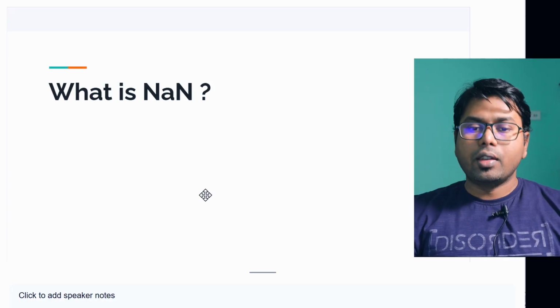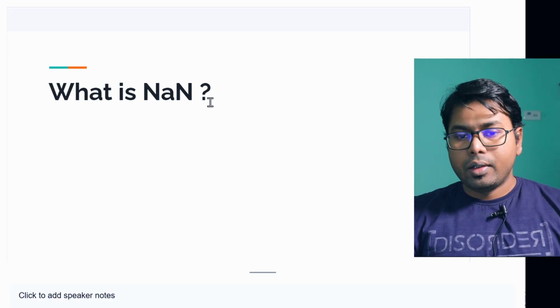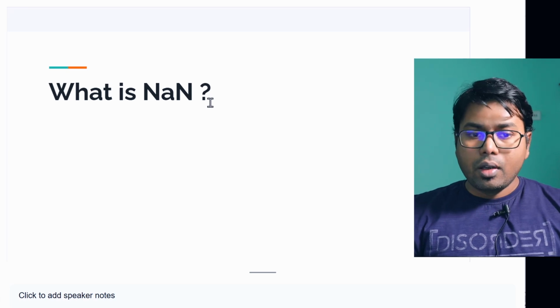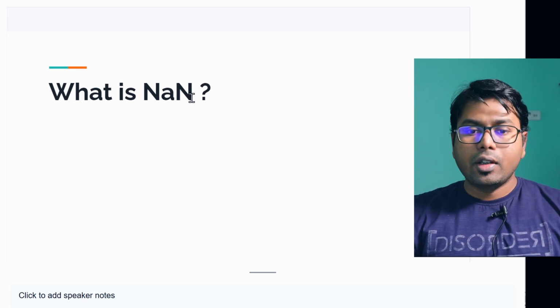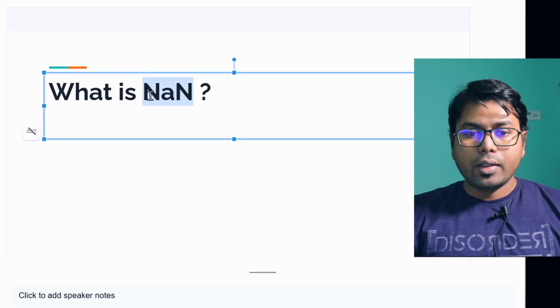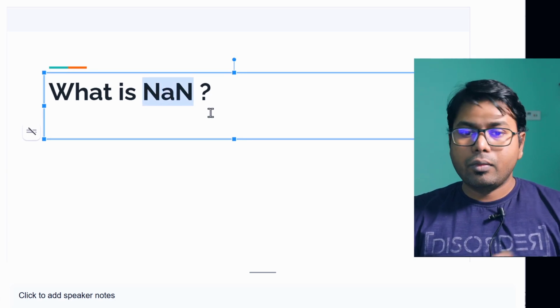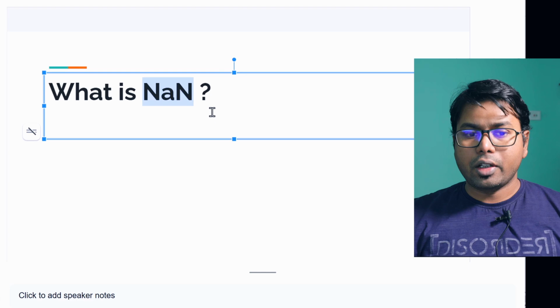Okay, what is not a number or NaN? This is a very common JavaScript question. And as a JavaScript developer, you should know this. I've already told you what it is. This is not a number. That means it is kind of a number, but it's not a number.